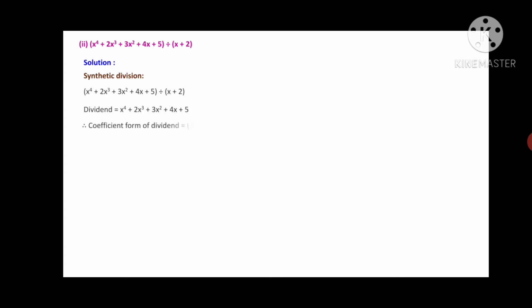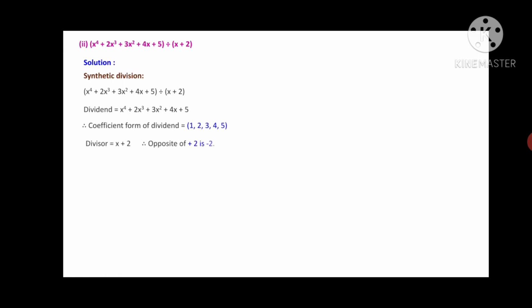Let us start with the next problem: x fourth plus 2x cube plus 3x square plus 4x plus 5 divided by x plus 2. Friends, let us first consider the synthetic division method. Here the dividend is x fourth plus 2x cube plus 3x square plus 4x plus 5, and the divisor is x plus 2. The coefficient form of this dividend is 1, 2, 3, 4 and 5.